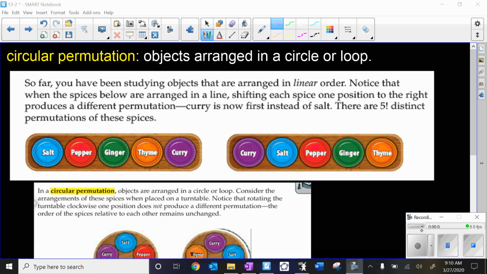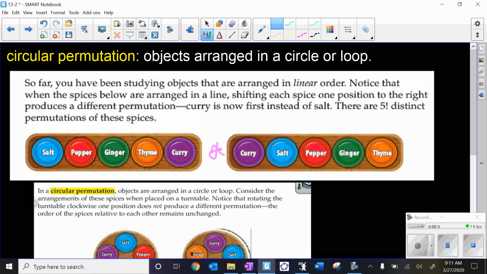The last type of permutation we're going to look at is called a circular permutation. What we have been doing so far has been looking at linear permutations. They give you an example here to show you why circular permutation is different than linear permutation. Looking at these two rows right here, notice the difference.